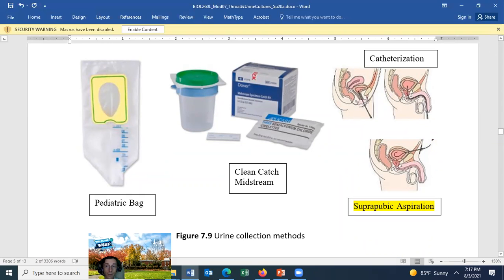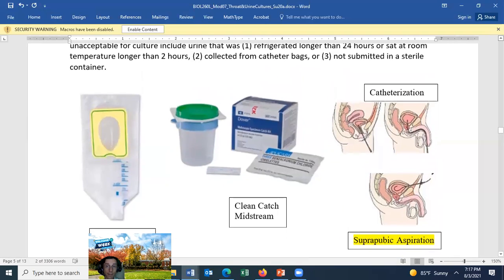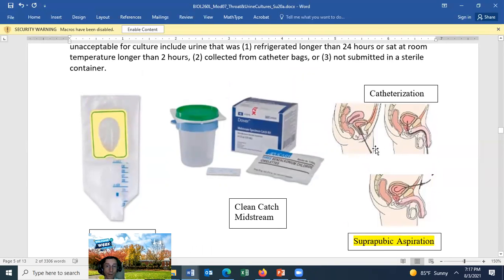Another way to get the urine sample is to put a catheter up the urethra and into the bladder, and then sample the urine from the bladder. This is not perfect because when you put the catheter up through the urethra, the catheter can pick up bacteria and then deposit them in the bladder. But the bacteria you're getting is much reduced from a clean catch midstream.